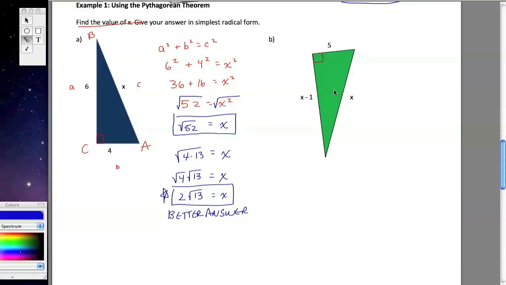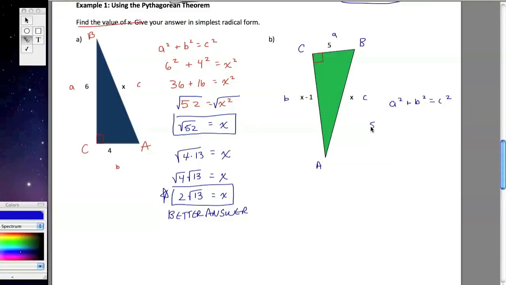Go ahead and pause here, try this next one on your own. Threw a little wrinkle in it for you, x minus 1, and I'm going to go ahead and solve it, but you can pause it here if you would like. Okay? I've still got a squared plus b squared is equal to c squared. So I'm going to label these a, b, and c. This is going to be a, this will be b, this will be c.